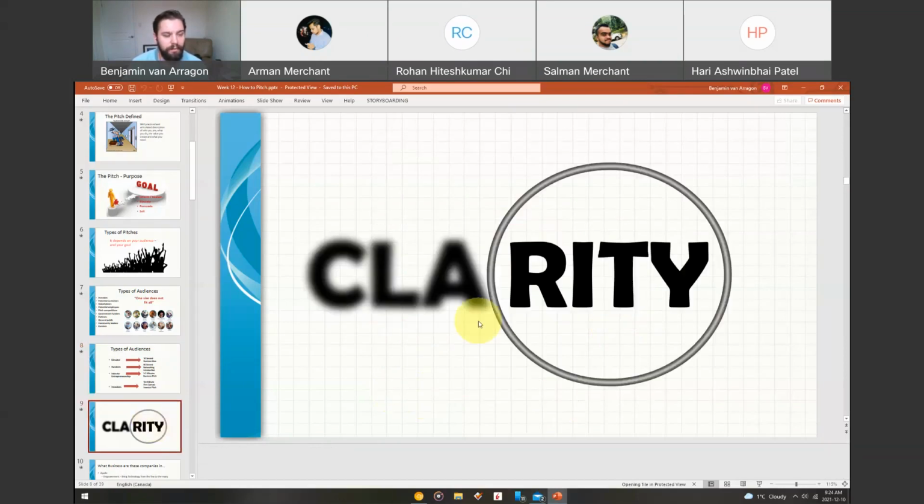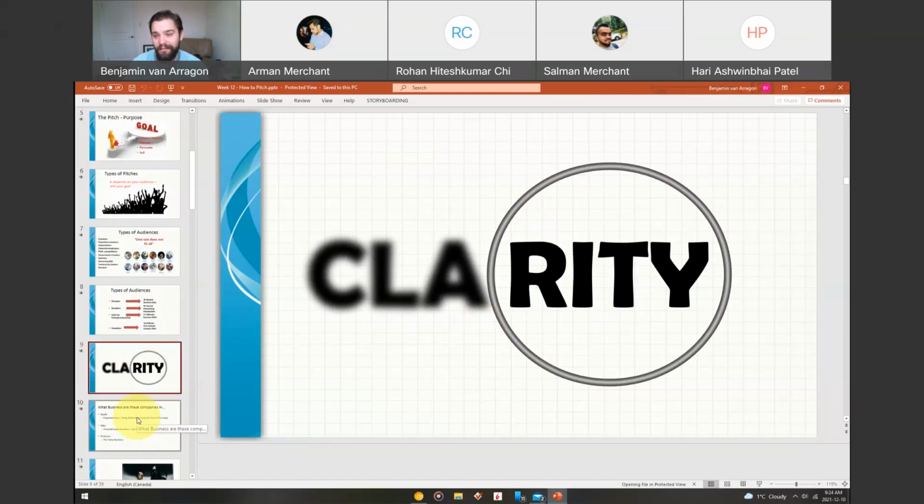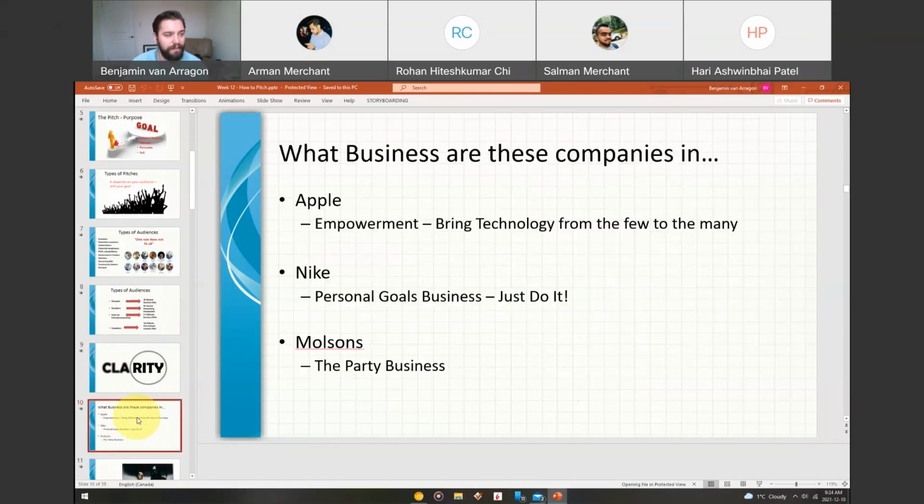Right? It's all about clarity. Okay? So no matter how long your pitch is, if it's 30 seconds, if it's 2 minutes, or if it's 20 minutes, everything should be crystal clear about what you're doing, why you're doing it, how you're going to make money, and why they should invest, why they should buy.